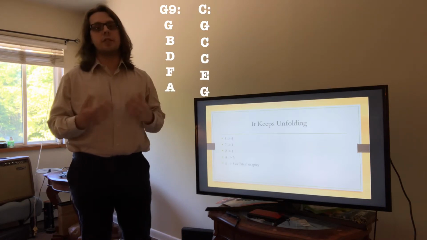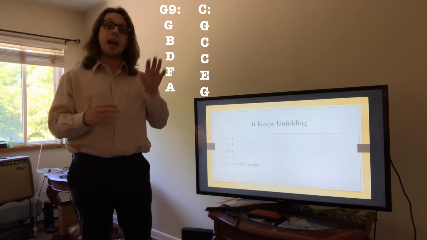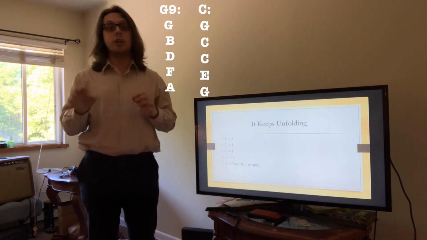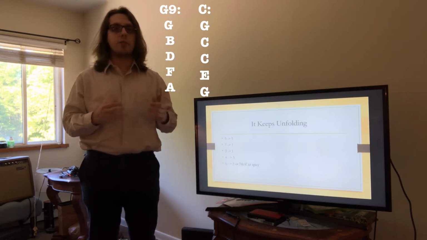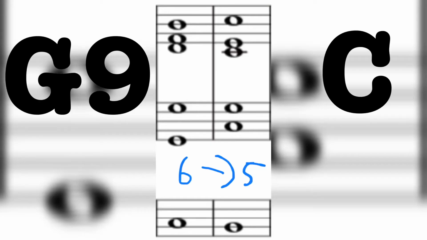Our resolution stays the same from the 5 to 1. The only thing we're going to add is that 9th, A, is going to go down to G for the 1 chord, or if you're looking to make that 1 chord major 7, it's going to go up to B.